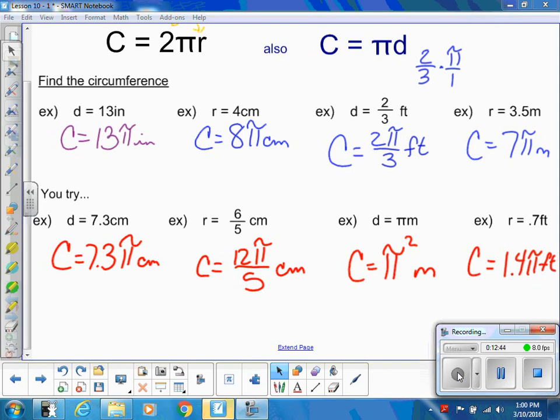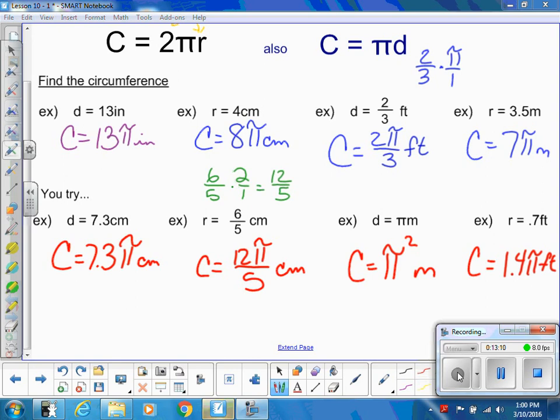And here we go. Diameter was 7.3, I get 7.3 pi as the circumference. Radius is 6/5. Well, remember, if I double 6/5, that's 12/5. And then I have to multiply it by pi, so I multiply it to its numerator, and I get 12 pi over 5 centimeters.